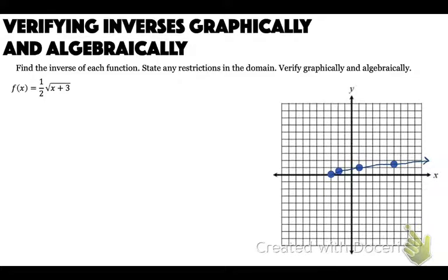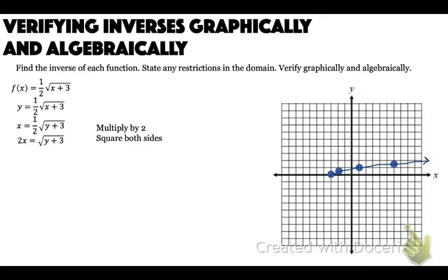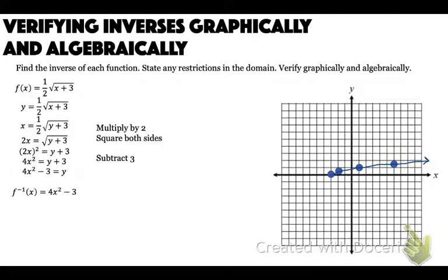Okay. So then if I want to find the inverse of this, I switch my x's and my y's. I'm going to multiply by 2, so I get 2x equals the square root of y plus 3. Square both sides, which is really just 4x squared. And then I'm going to subtract the 3. So I have f inverse equals 4x squared minus 3.